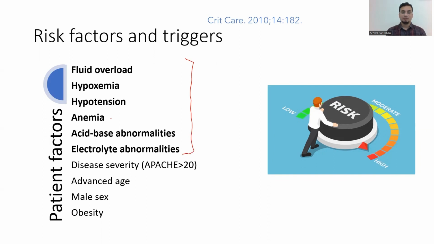Then there are some risk factors which are present but you cannot do much about, like disease severity. If it is a critical illness, severity is very high, designated by an APACHE score more than 20, or advanced age, which is also non-modifiable, male sex, obesity, right? So you always take care of these modifiable risk factors first in any patient in ICU with the potential to develop atrial fibrillation.